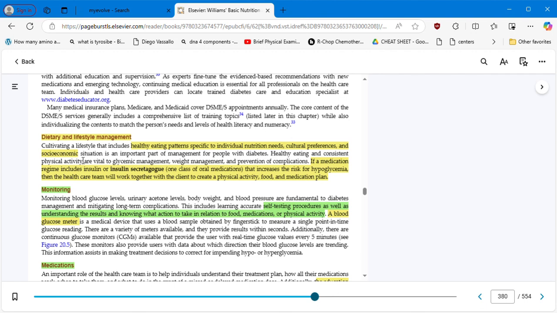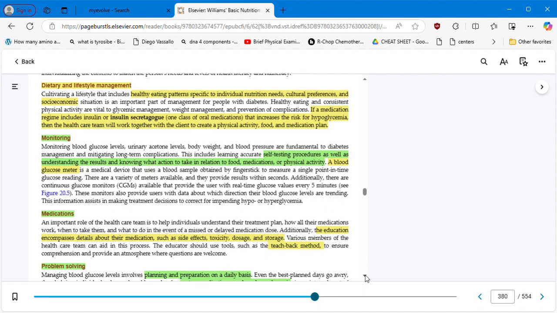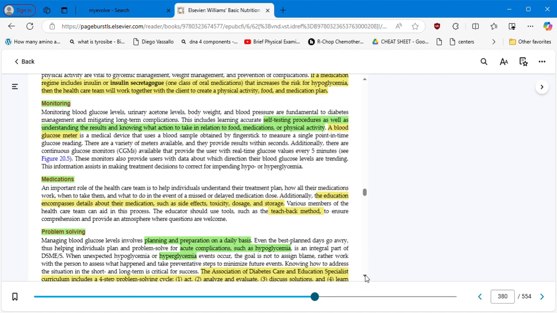Okay, dietary and lifestyle management: healthy eating patterns specific to individual nutrition needs, right? Cultural preferences and socioeconomics must be considered. If a medication regimen includes insulin or insulin secretagogue, one class of oral medications that increases the risk for hypoglycemia, then the healthcare team will work together with the client to create a physical activity, food, or medication plan. Okay, so based on the medication, the doctor will, if they have time, right? If they have the specialist in the clinic or the nurse is knowledgeable, will provide all the instructions for the patient based on the food and the medication the patient is taking.